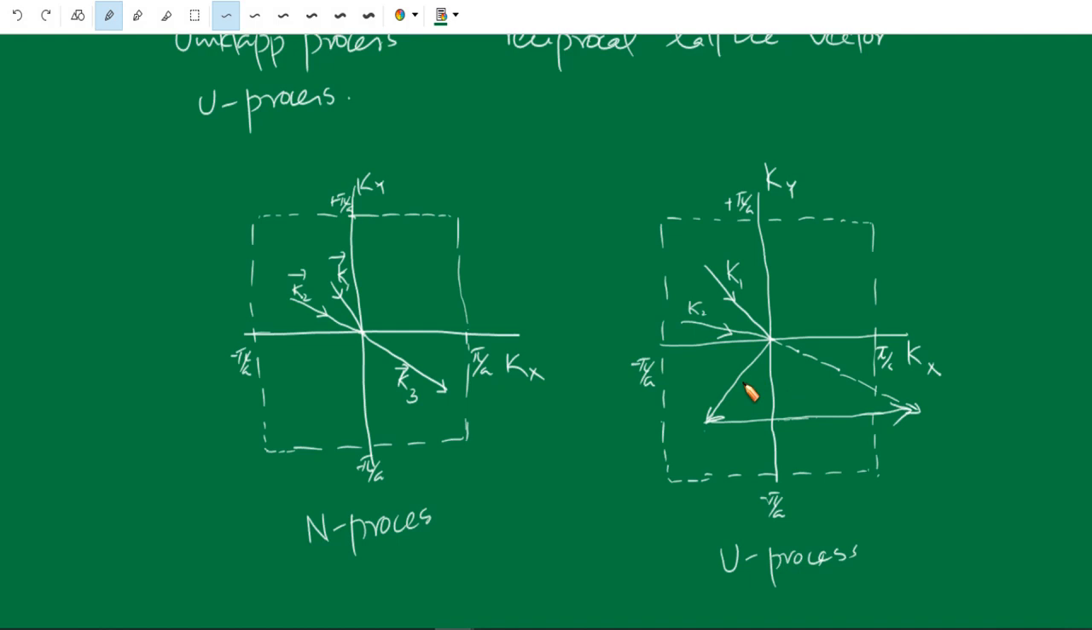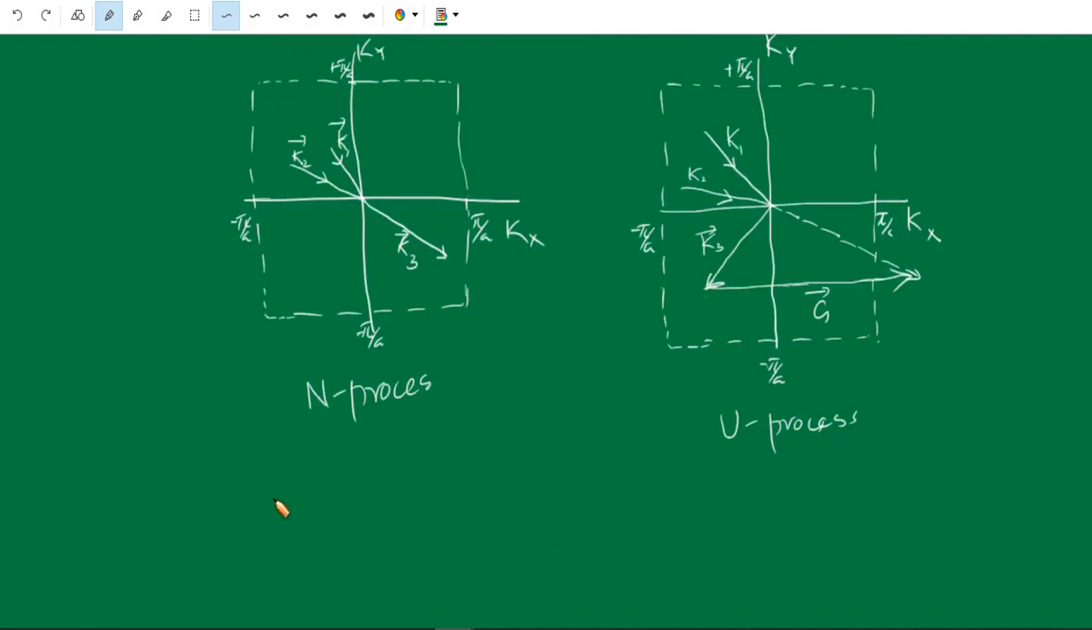So this is the resultant wave vector. K3, this is K3 vector and this is G. So K3 plus G. Here in the normal process K1 plus K2 is equal to K3. No problem with this K3 because it is already inside the first Brillouin zone. But here, since the resultant is going outside the first Brillouin zone, we have to get the significant value of the wave vector inside, that is K3.